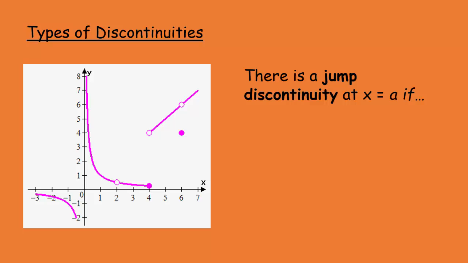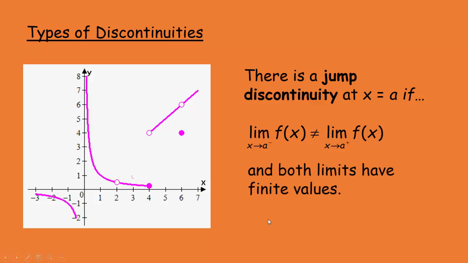The second type of discontinuity is called a jump discontinuity, and that's pictured at x equals 4. A jump discontinuity happens when the limit from the left does not equal the limit from the right. And you can see that here. Right, the limit from the left, I don't know, maybe about a quarter. The limit from the right is approaching 4.